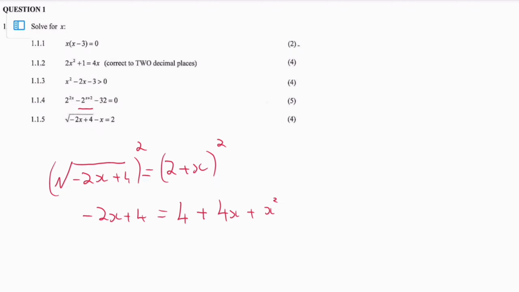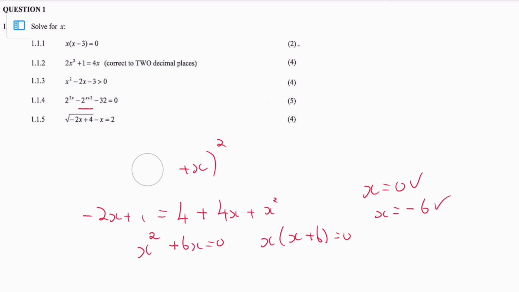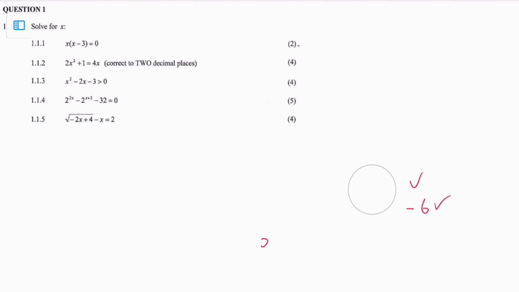I think what you'll end up getting if you simplify this further is x squared plus 6x equals 0. So you factorize very simply, x times x plus 6 equals 0, and so you have two answers, x equals 0 and x equals negative 6. Correct. So that's the first part of question 1.